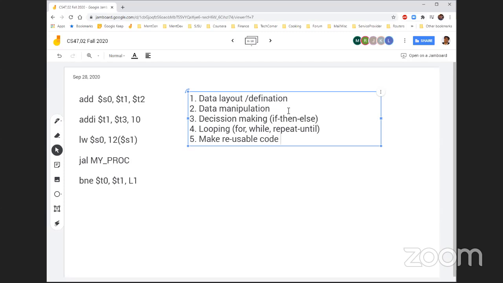And next is how do you make reusable code in general? Reusable code, most commonly known as functions or procedures. Some languages call it a procedure. Some languages differentiate them, and some don't differentiate between functions and procedures. But it's about making reusable code.